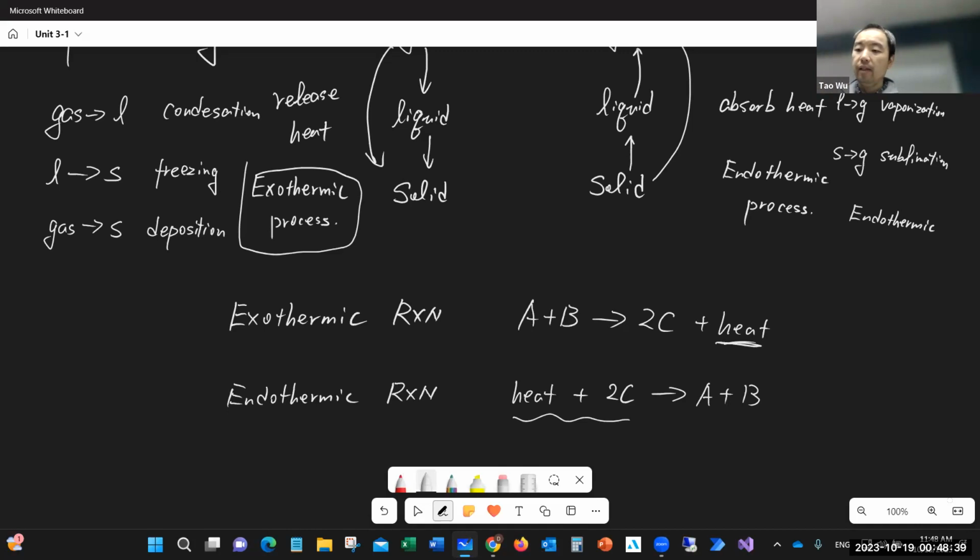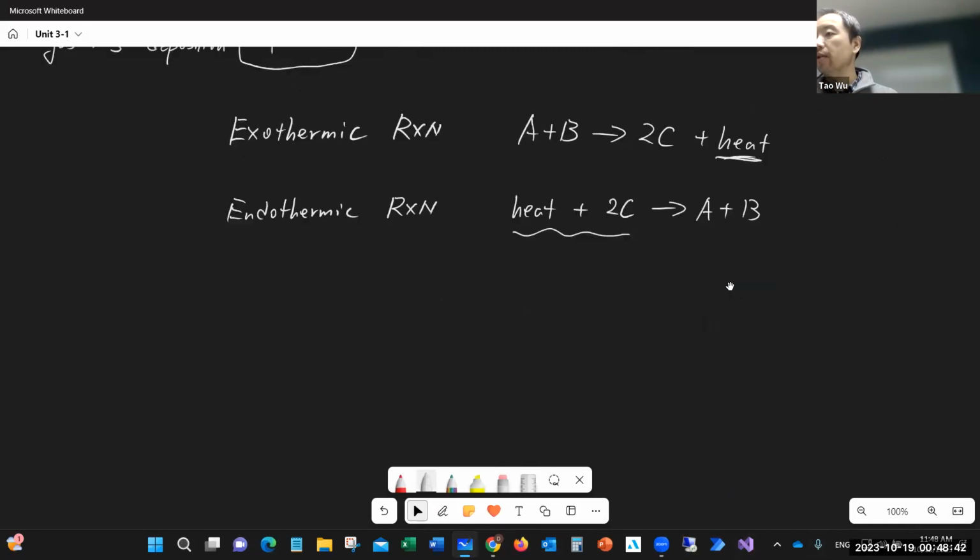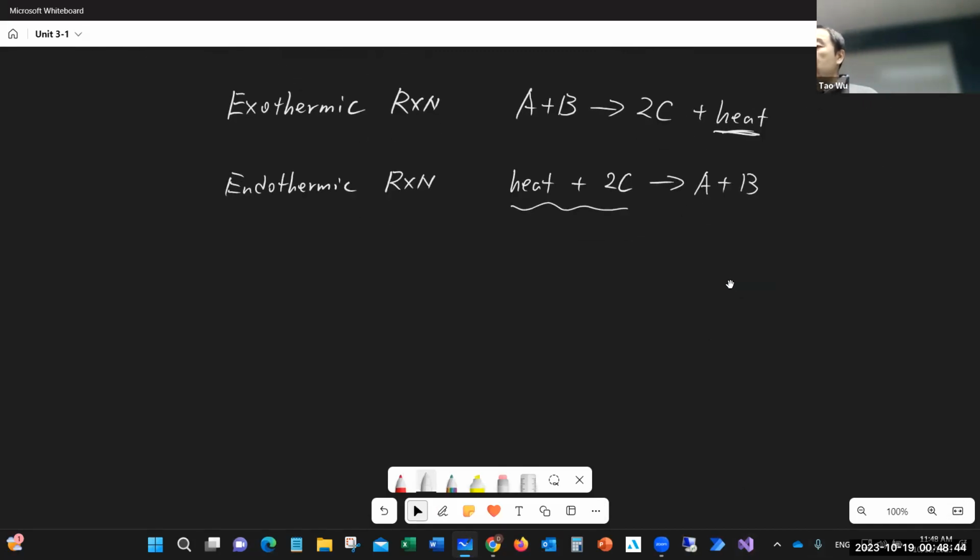Okay, so let's see what happens for these reactions. Now you have a beaker, and we have the reactions going on over here. I think it's ammonium chloride and barium hydroxide. Then they are adding the water underneath over here. So now we call this endothermic.